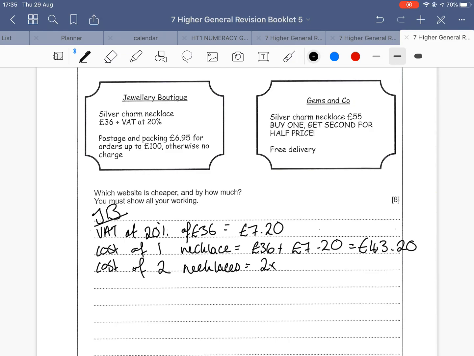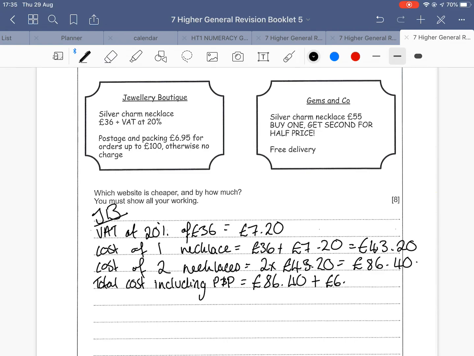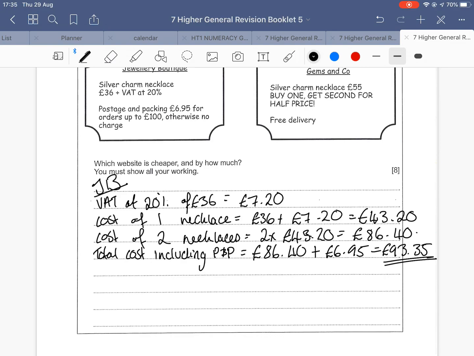So 2 times £43.20 is £86.40. However, he needs to pay for delivery. Total cost, including postage and packaging, £86.40 plus our £6.95, which is £93.35. So if he goes with jewellery boutique, it'll be £93.35.